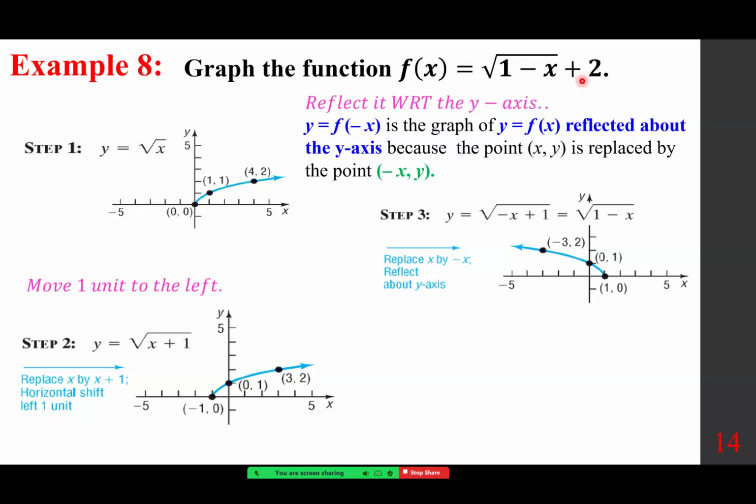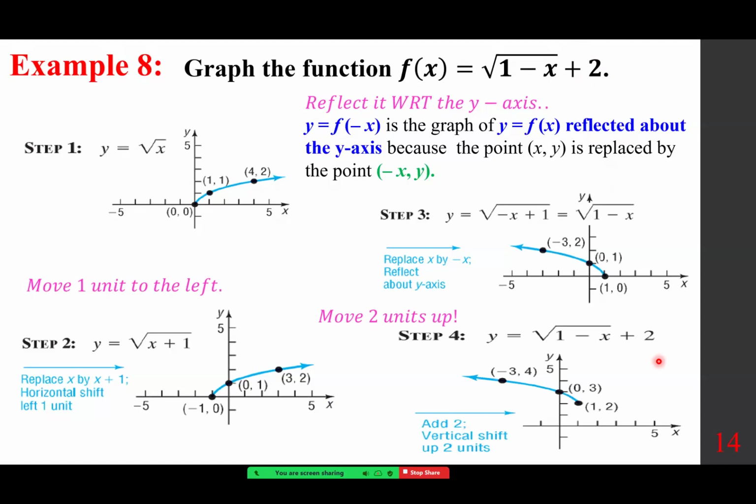Plus 2, 2 units up. So, for example, 0, 0 changed to negative 1, 0. When you flip it over, it becomes 1, 0. It's interesting that 0, 1 remains the same. And now that we are going to shift this up, 1, 0 becomes 1, 2, because 0 plus 2 is 2. 0, 1 remains the same, 1 plus 2 is 3, and 2 plus 2 is 4. So those are the transformations that will do the job.